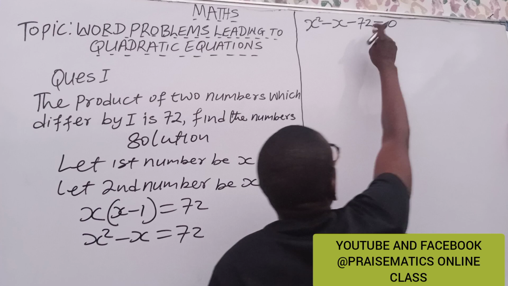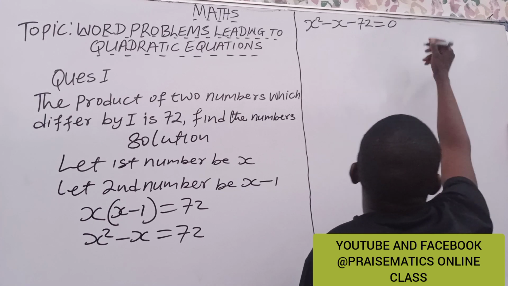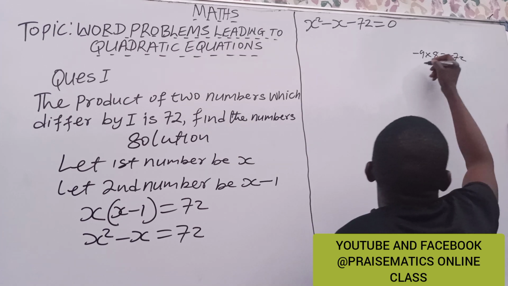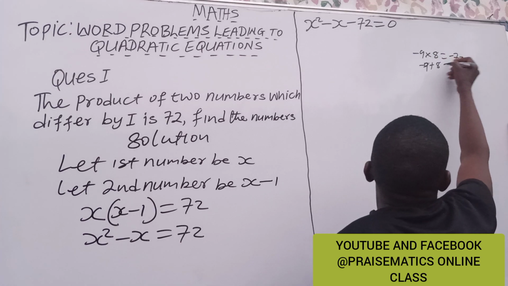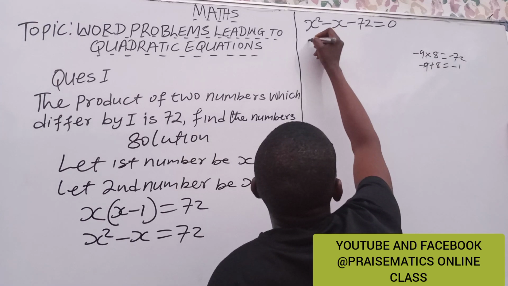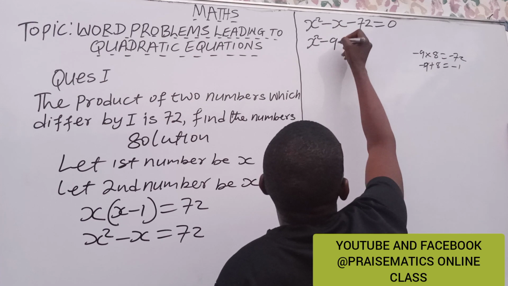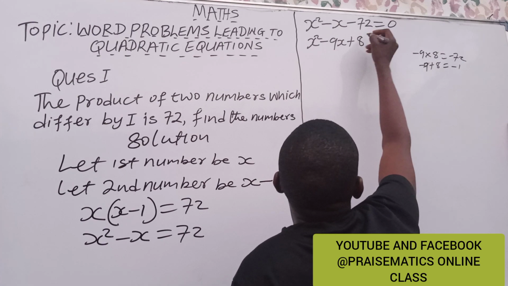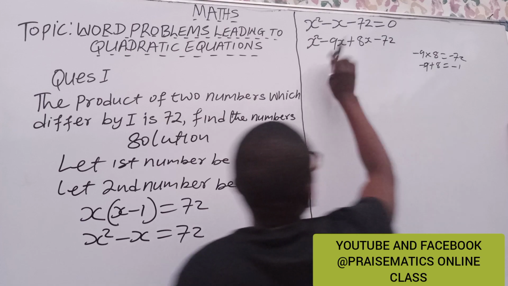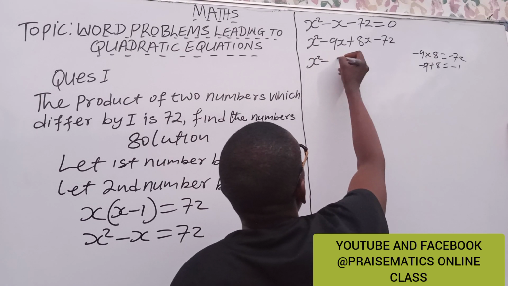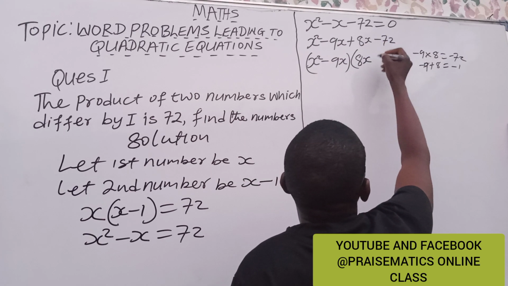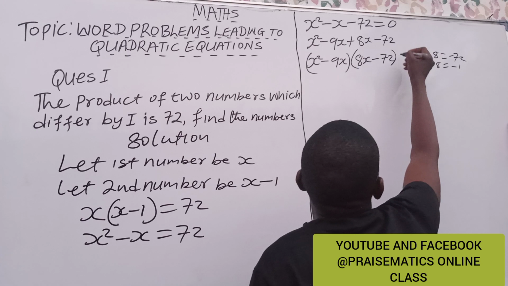What two numbers when we multiply give minus 72, but when we add give minus 1? Let's look at minus 9 times 8, which gives us minus 72. Minus 9 plus 8 gives us minus 1. So it's okay. So we are going to use x squared minus 9x plus 8x minus 72. Now we partition them: x squared minus 9x, close it, plus 8x minus 72, all equal to 0.